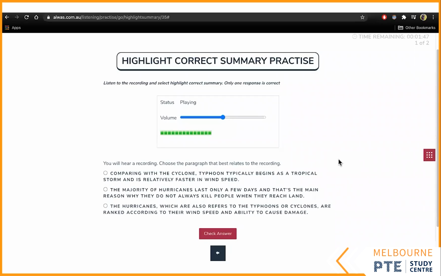A hurricane typically begins as a tropical storm. It has wind speeds between 50 to 100 kilometers per hour. When the wind blows faster than 100 kilometers per hour, the tropical storm has become a hurricane. A Category 1 hurricane's winds are between 100 to 130 kilometers per hour. A Category 2 hurricane has winds up to 160 kilometers per hour.